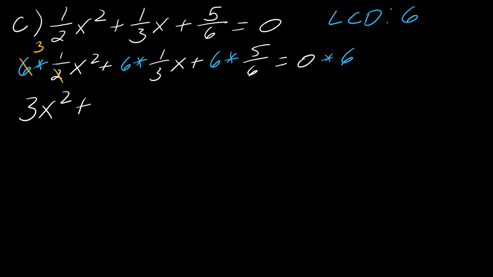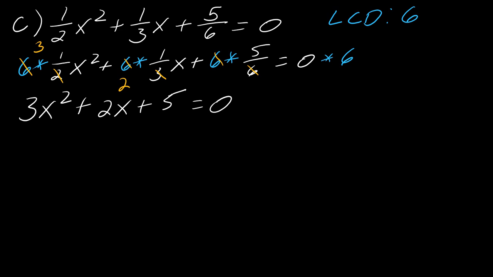Okay, so moving on to the next one. 6 times 1/3 x. Well, 3 goes into 6 2 times. So look at what I'm left with: 2 times 1x. That just becomes 2x. Cool. And then finally, I have 6 times 5/6. So in this case, the 6's just cancel out, and I'm just left with the numerator on top, which is 5. And then 0 times 6 is just equal to 0. And so now, I don't know about you, I would much prefer to do the quadratic formula on this situation than the previous one. So that's a totally valid trick.